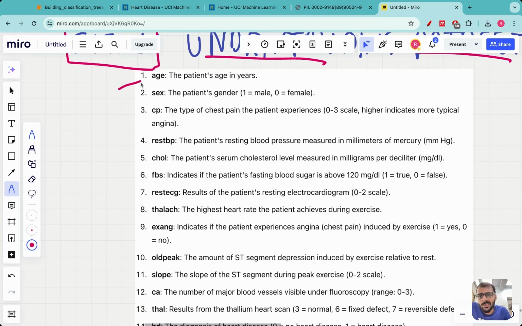The first variable is the age of the patient in years. It's very simple to understand.